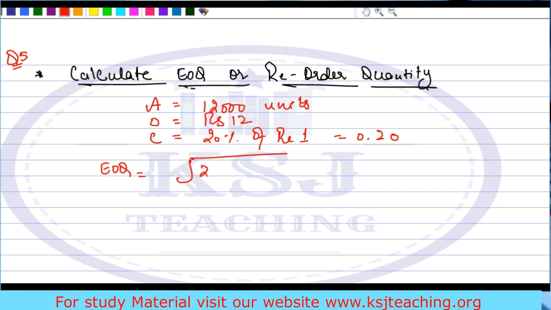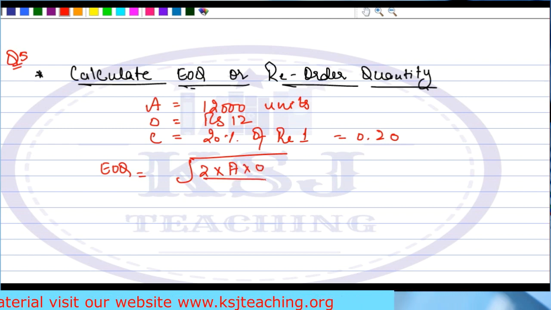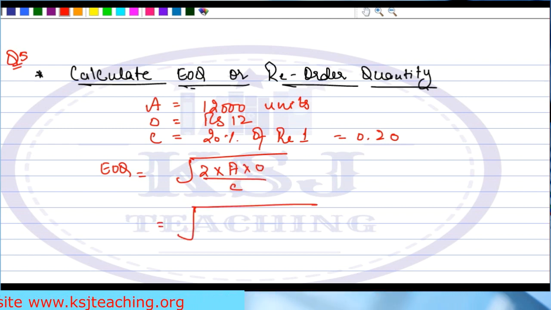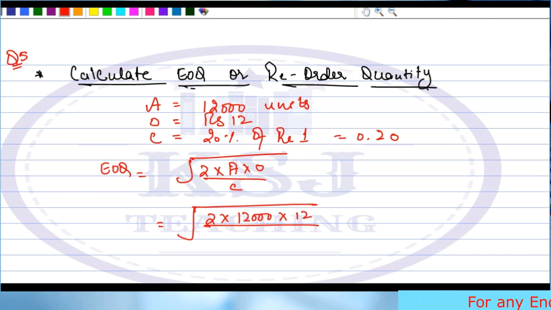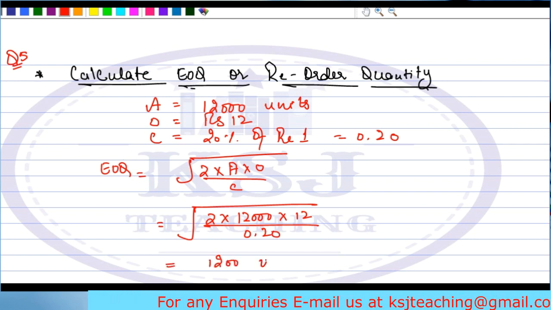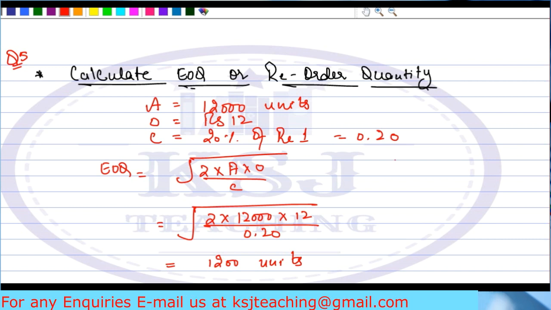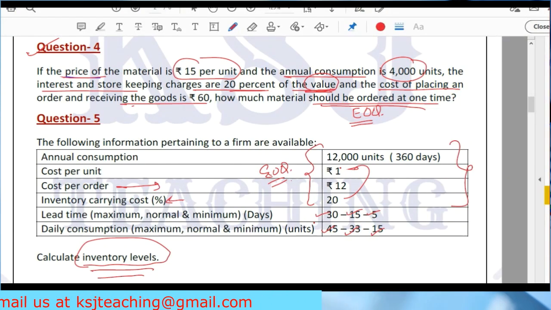That is under root of 2 into A into O divided by C, right? Then it is 2 multiplied by 12,000 multiplied by ordering cost 12 divided by C, which is 0.20. This comes to 1200 units. Now you can easily calculate all the inventory levels.